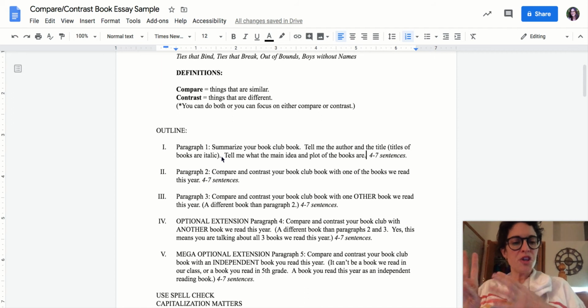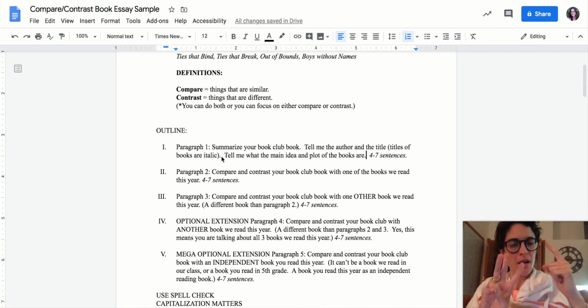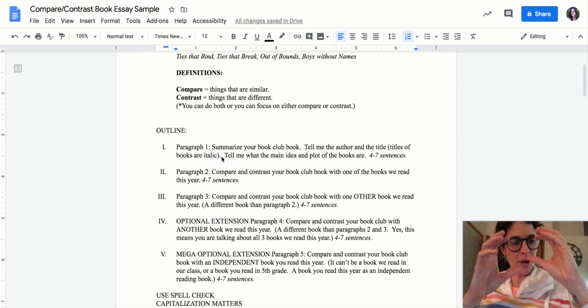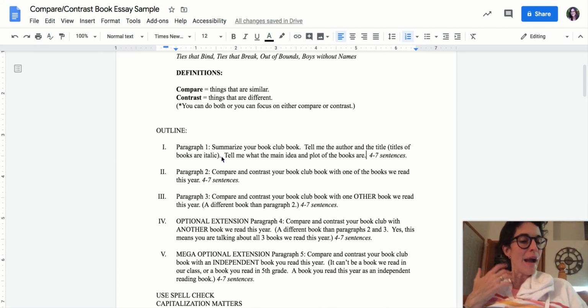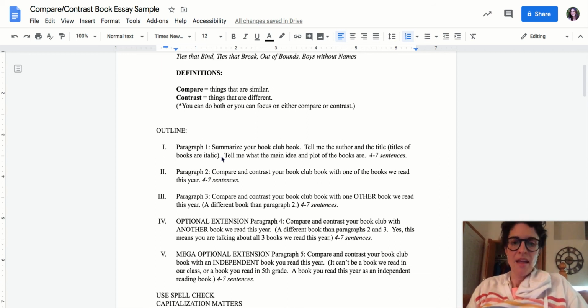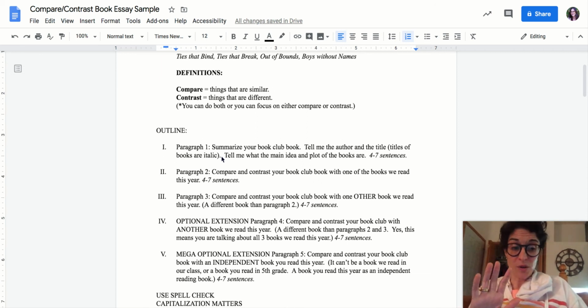Paragraph 2, I want you to pick one of the 3 other books we read this year: Ties That Bind, Out of Bounds, Boys Without Names, and compare your book to just one of those, one per paragraph. That's how we're organizing our thoughts. So you might pick Ties That Bind, Ties That Break. Why not go in order? Paragraph 3, now again, that's also 4 to 7 sentences. You'll see my example. Paragraph 3, pick another book we read, either Out of Bounds or Boys Without Names, and compare. Those are the required paragraphs, 3.